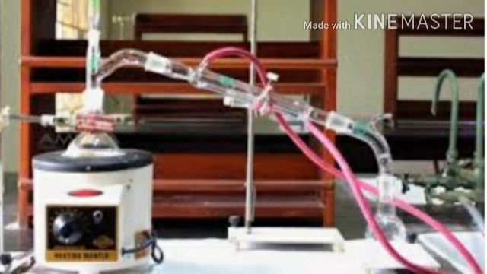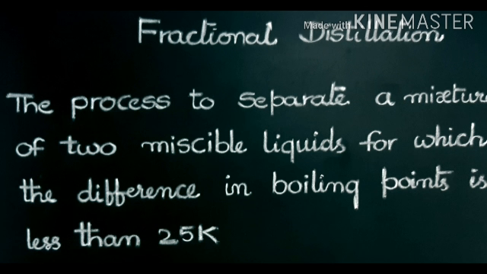Moreover, the important thing is for distillation process, in a mixture, the components must have sufficient and different boiling points. This is important for distillation process. Now, I am going to explain another modified distillation, that is nothing but fractional distillation. So, what is fractional distillation? Fractional distillation is the process to separate a mixture of two miscible liquids for which the difference in boiling points is less than 25 Kelvin.